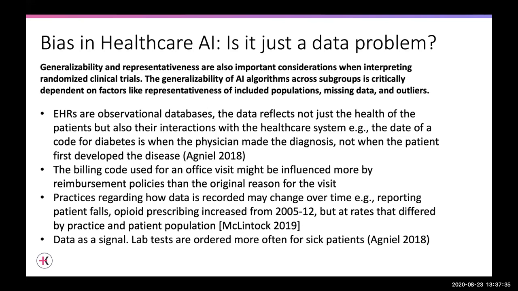Data is just a signal, right? And as Agnel talks about in a 2018 paper, more lab tests are often ordered for more sick patients. So does that over-testing really help the patient? Does that over-testing imply it's a confounder for how sick the patient is? We don't know. But whether the treatment gets given better when someone has tested a patient more often is also something that is not predictable and often causes a lot of data disparity, which leads to machine learning models becoming either less accurate or at least less robust and less holistic, right? So here are some of the examples. Next slide, please.